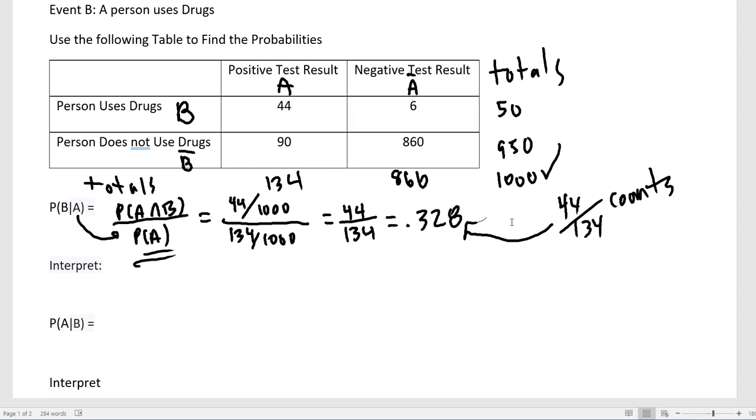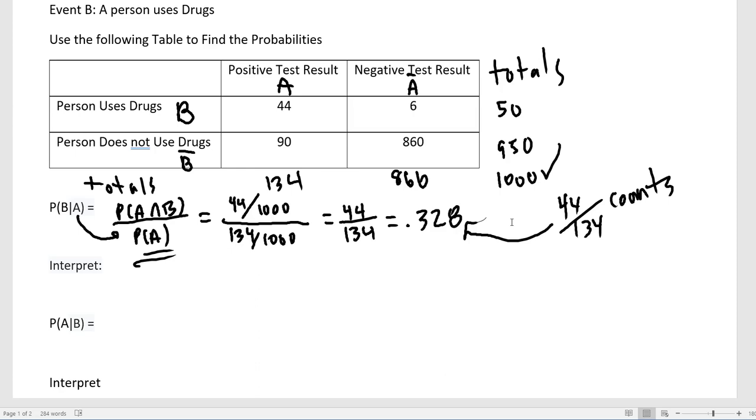That also makes more sense to me than the formula, and here's why. Because what this is literally saying is, what's the probability that your person used drugs, given that they got a positive test result? So that person got a positive test result, right? Well, that would be the 44 people that got a positive test result and used drugs out of the group I'm looking at. I'm only looking at the positive test results. So this is literally saying, what's the probability of being in this if I'm only looking at the positive test results? 44 out of 134. So there's a 32% chance that if you get a positive test result, you're actually using drugs.